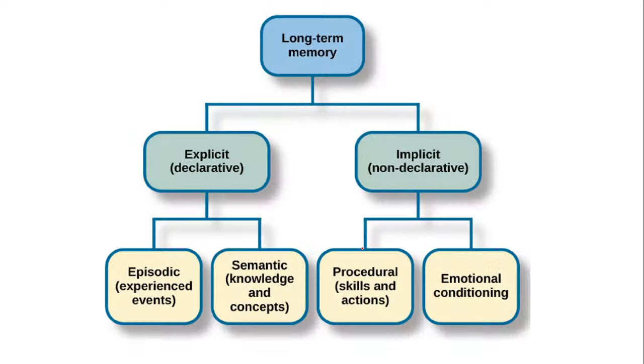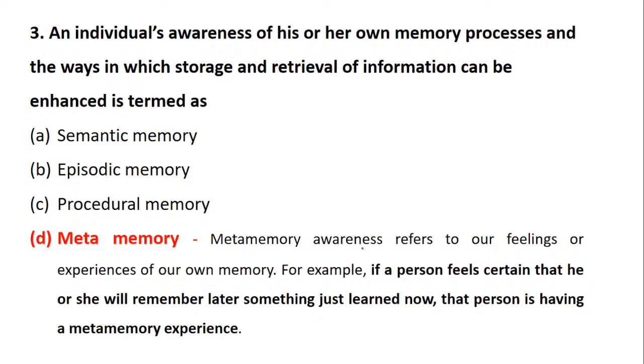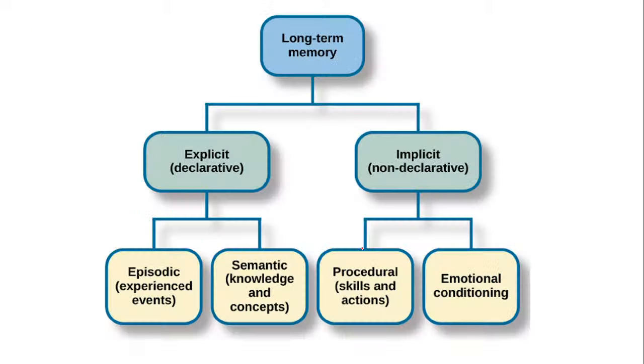So, yes, the answer is right. It is Metamemory. But let's first see what this memory classification is. Memory is divided into two types: explicit, which is called direct memory, and implicit, which is called indirect memory. Direct memory is divided into episodic, which is based on experiences, and semantic, which is based only on knowledge and concepts.